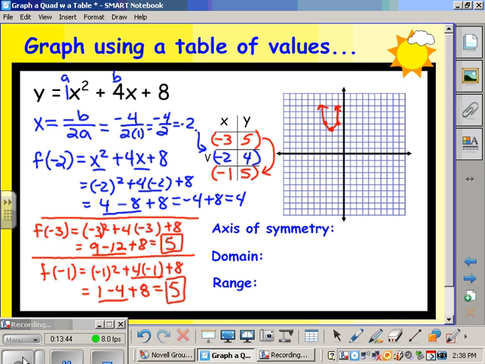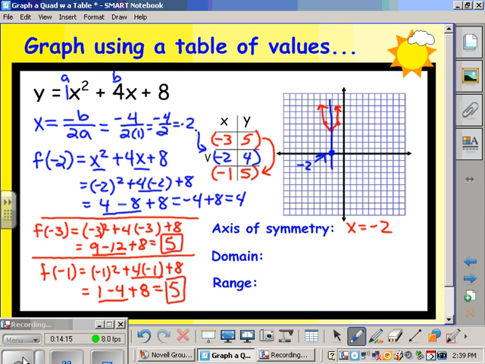Now, from here, we should be able to identify our axis of symmetry. So remember, our axis of symmetry is the line that cuts the parabola in half, and we're going to see where it touches the x-axis, and that should be the same spot as what the x value in our vertex is. And it's touching at negative 2. So for our axis of symmetry, we're going to write x equals negative 2, because that's the equation that represents the line for the axis of symmetry.